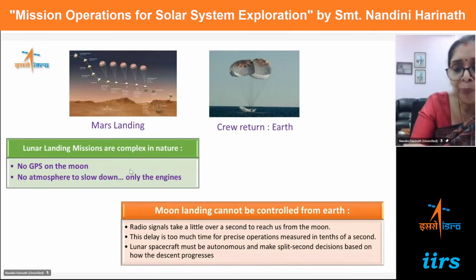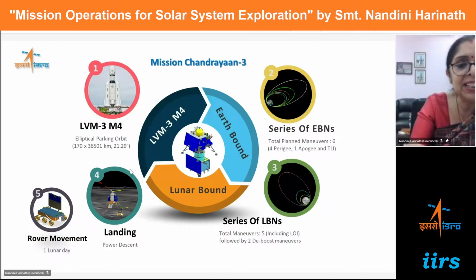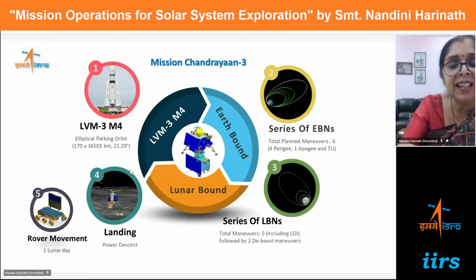So now, what exactly happened in Chandrayaan 2? I'm not going to be dwelling a lot on Chandrayaan 2 because you have all seen this many times on TV and more recently. So we had various components. We had a very good launch vehicle which took us to an elliptical orbit.